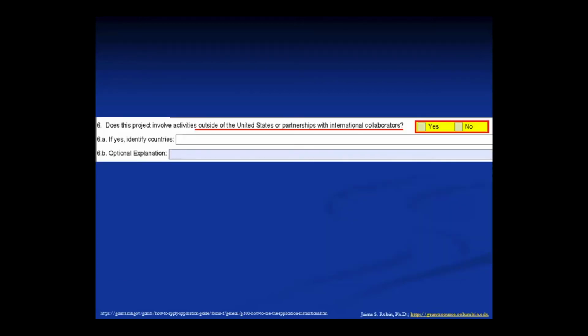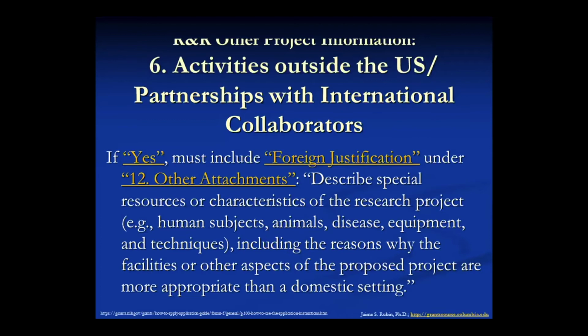Are you doing research with a collaborator or partner that's outside of the United States? So it's not only yes or no, you should answer the question, but you have to include this additional document. If there is a non-US institution involved, you need to include this other document describing why you've chosen to work with this other foreign institution and bring them into your research project. There is no special line to upload this document, so you would upload it into number 12, other attachments.